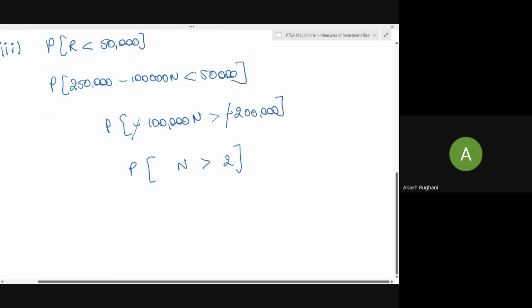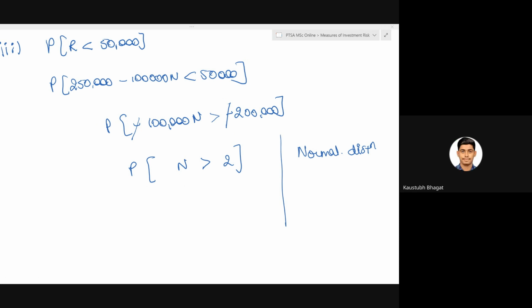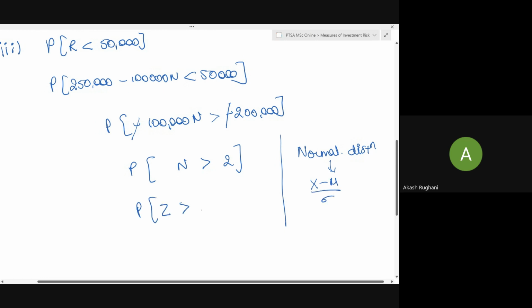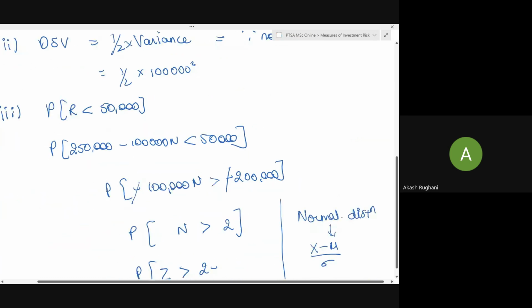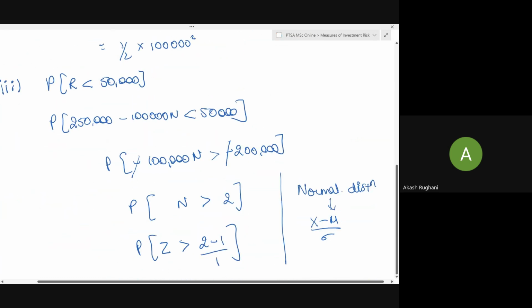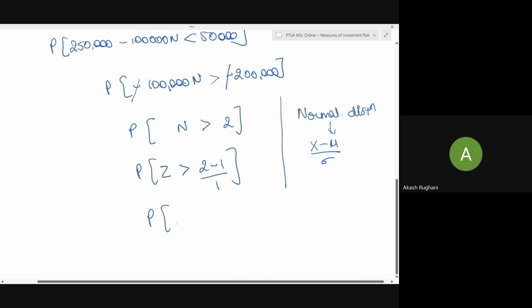Now N is a normal distribution. What do you do in case of a normal distribution, Kaustubh? If it's a normal, how do you solve for probabilities? With me till here? Yes, so you convert it into standard normal. How do you convert? You say X minus mu by sigma. So P will be Z greater than 2 minus mu. Mu for us is 1, sigma for us is 1. So 2 minus 1 upon 1. So this will be Z greater than 1.